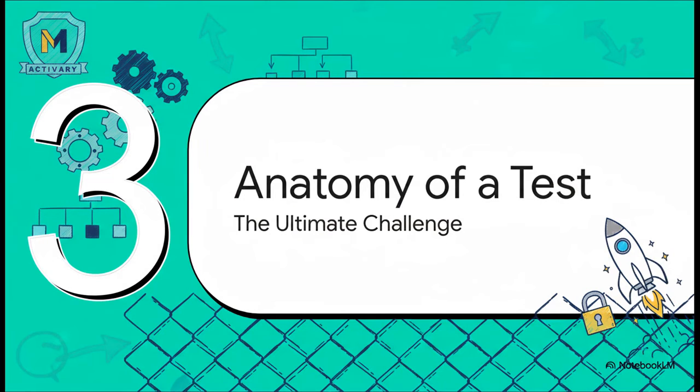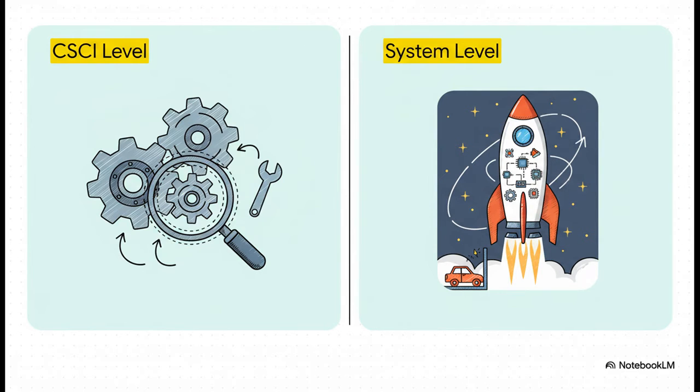Okay, so with the arena built, it's time to design the challenges. This is where the plan gets into the nitty-gritty of exactly how the software is going to be pushed to its absolute limits. Now, tests are done at a couple of different levels. First, you've got what's called the Computer Software Configuration Item, or CSCI level. Think of this as testing a single part of an engine in isolation. Then you've got the system level, which is like testing how the entire car performs when it's all put together. You have to prove that both the individual parts and the whole thing are flawless.